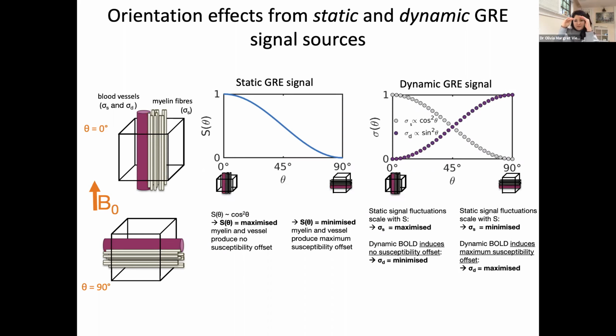And that is because when the vessel is parallel, remember, there's no extravascular field offset. So if anything in the vessel changes in terms of blood volume or oxygenation, that will not be detectable because the extravascular field offset can't change. Whereas when it's perpendicular, the extravascular field offset is maximized. So any BOLD change from the vessel will be detectable in these extravascular field offsets.